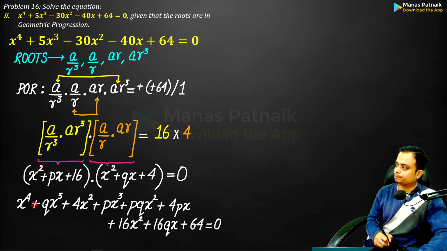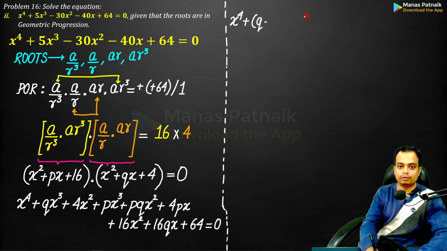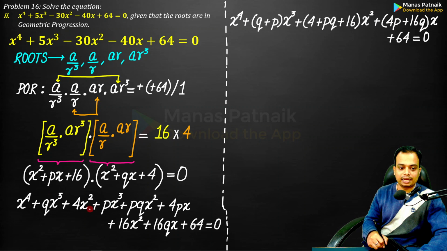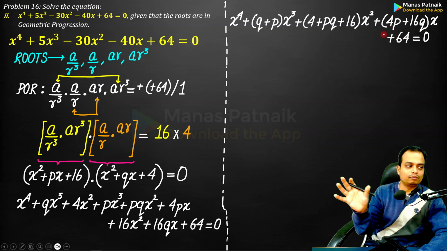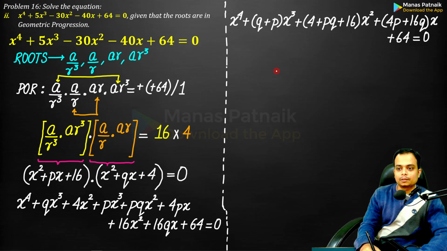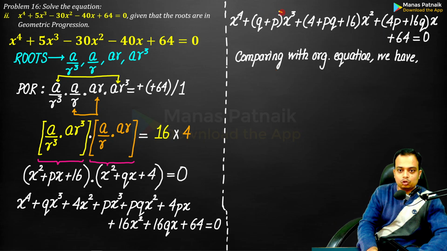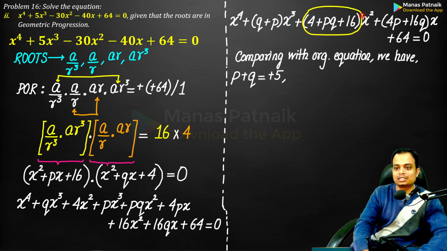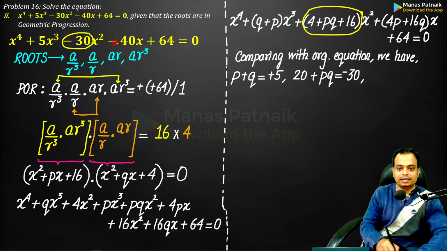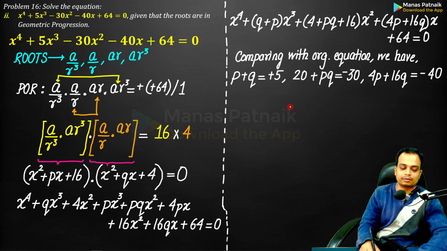Now you can organize this entire expression starting with x power 4, then x cube. You can take the common factor q plus p, and then x square. The common factor is going to be 4 plus 16 plus pq. In this manner you can organize all of those expressions. Let's start the comparison. x cube has a coefficient q plus p, write it down. Secondly, x square has a coefficient of 4 plus 16, which is 20, plus pq. Here it is minus 30, write it down. Similarly, 4p plus 16q will be equal to negative 40. So I have written all of these things down.